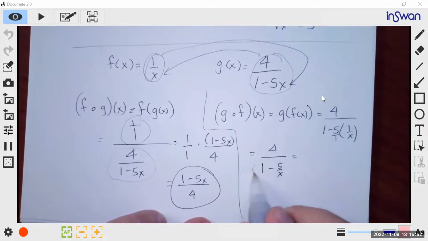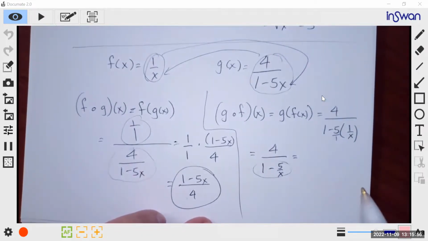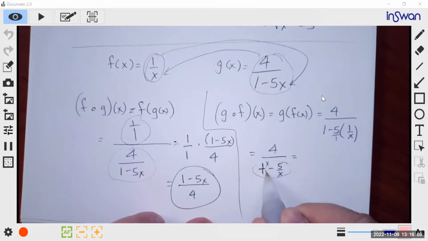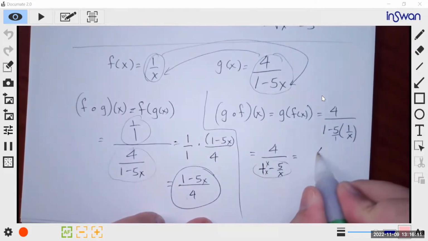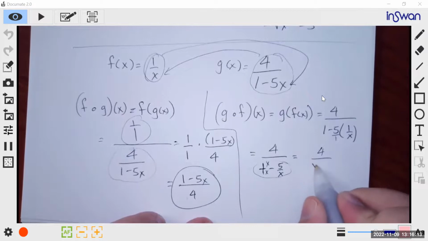We have to fix the bottom first. We have to combine them because they're fractions. What's the LCD? x. So this one is an x over an x. So it's x minus 5 over x.